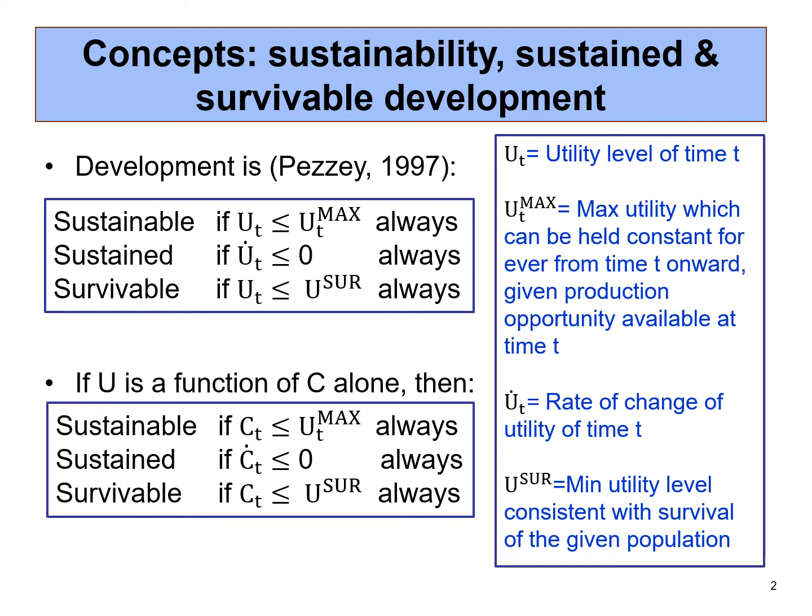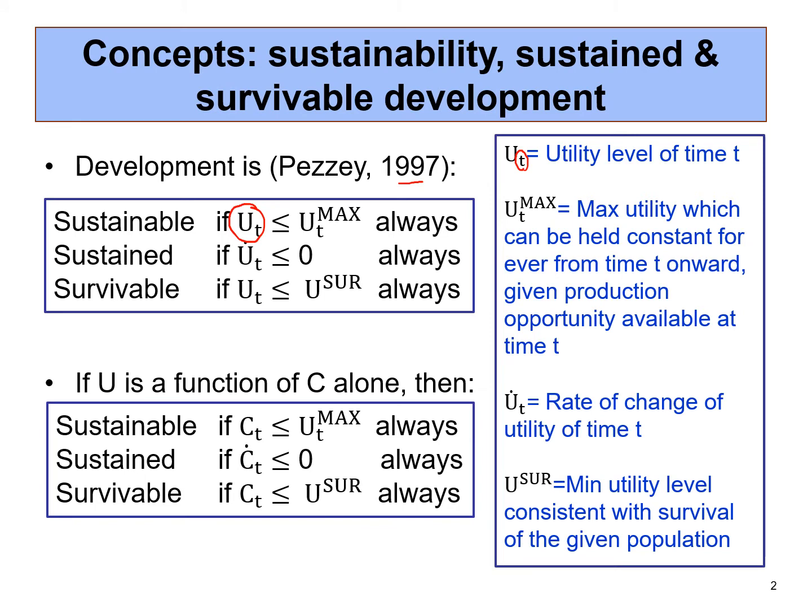According to Pezzey 1997, development is called sustainable if the utility U_t, or our current utility, is smaller or equal to U_max, and this should always be the case. So what is U_t, or current utility? If you look here, you have small t, right? So small t refers to time series data.